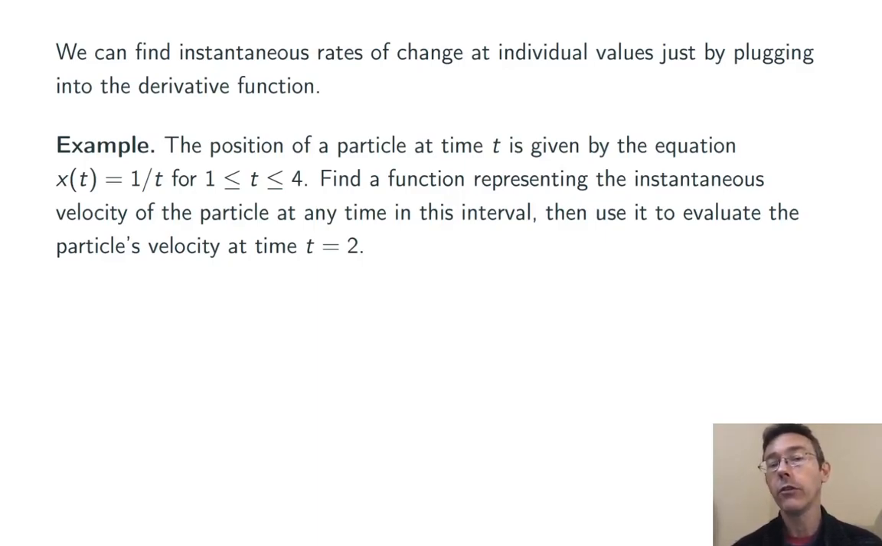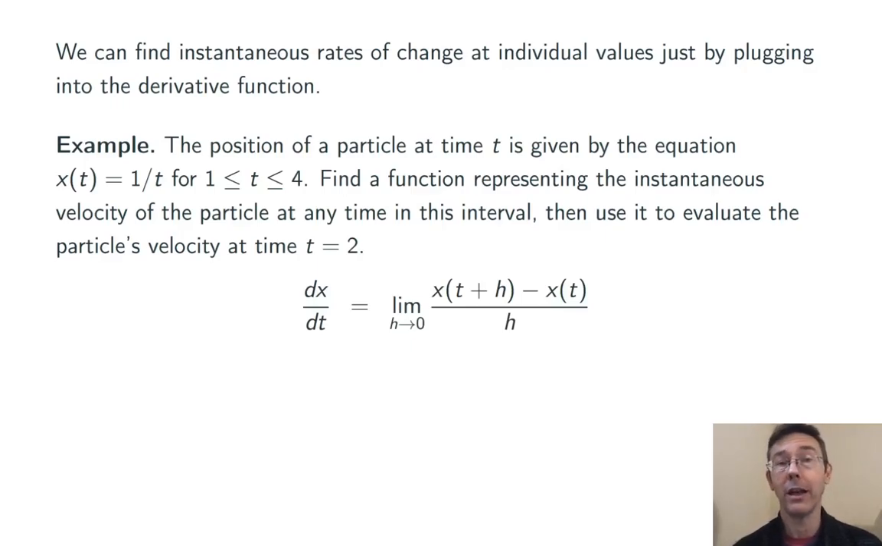We want to find a function representing the instantaneous velocity of the particle at any time in that interval, and then use it to evaluate the particle's velocity at time t equals 2. So basically, we need the derivative function, and then we have to plug in t equals 2. Let's go ahead and use this new notation that we mentioned in the last slide. The derivative of the function x of t can be written dx dt.